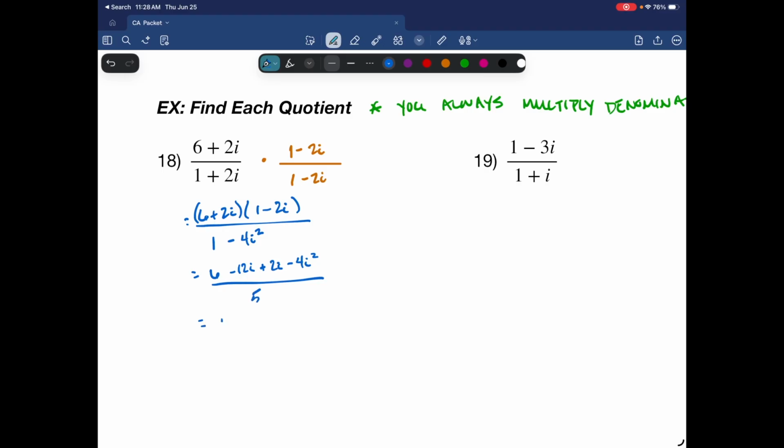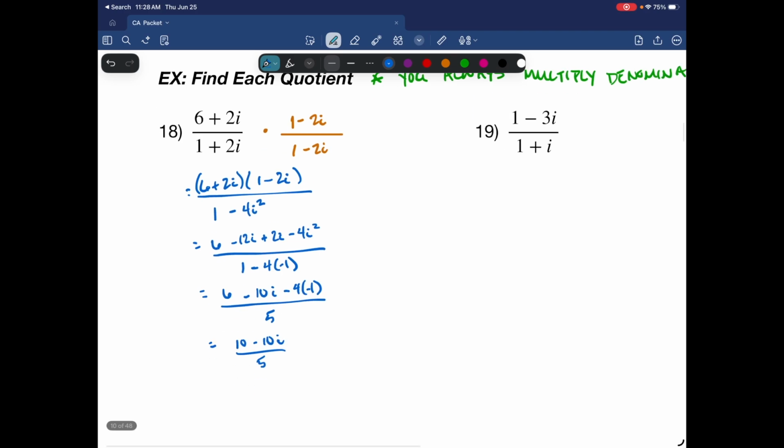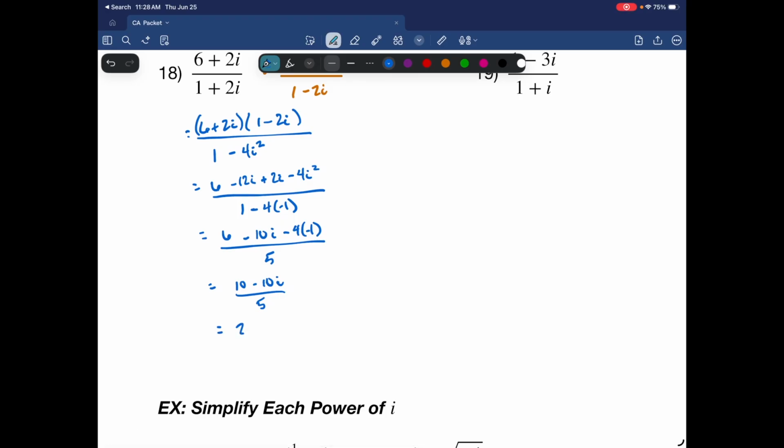So we got 6. Let's do this. We got 1 minus 4, negative 1. All right, so it's going to be minus 10i and minus 4 times negative 1 all over 5. All right, so 6 plus 4 is 10, so you got 10 minus 10i over 5. 5 goes into 10, so this is going to be 2 minus 2i to wrap things up. Okay?